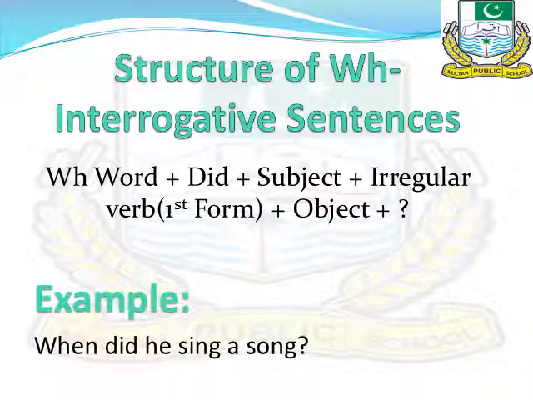Structure of WH family interrogative sentences. First of all, we will take WH words, then did, then subject, then irregular verb, which is in the first form, then object, and then question mark. Example, when did he sing a song? Question mark.